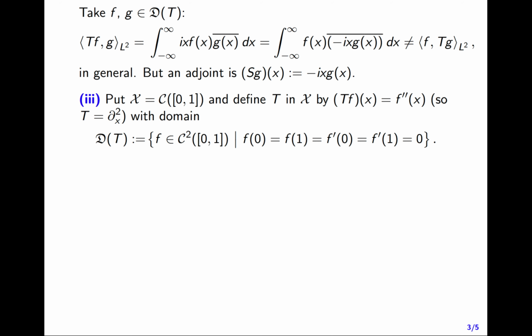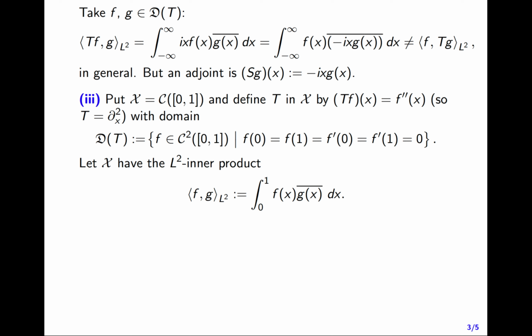And we'll let T have the domain in X to be all functions f in C² with the following lengthy requirement: f(0) = f(1) = f'(0) = f'(1) = 0. So again, my ambient space X is all continuous functions on the interval 0 to 1, and the domain of my second derivative will be all twice differentiable functions on 0 to 1 that satisfy these boundary conditions.